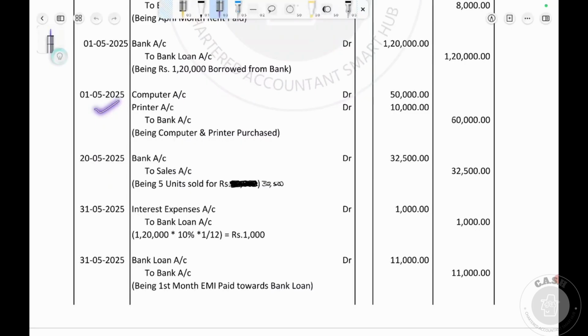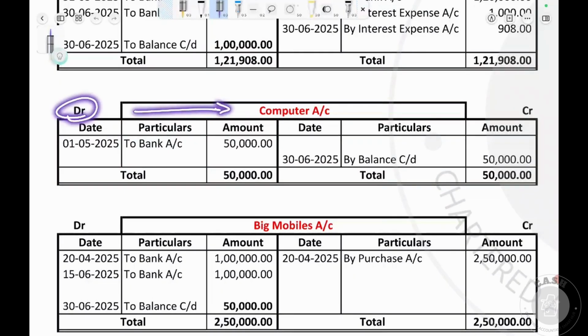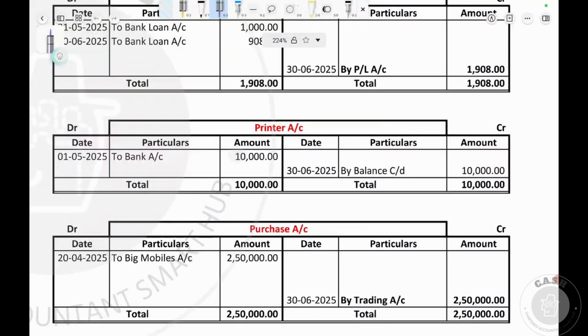Next one is computer account debit, printer account debit to bank account. Here we are debiting two accounts, but we prepare the ledger for each account individually. Debit what comes in, so it is debited. The balance will be carried down to the next period. For the printer account also, debit what comes in. It is receiving money from the bank account. There is no adjustment and it will be carried down to the next period.